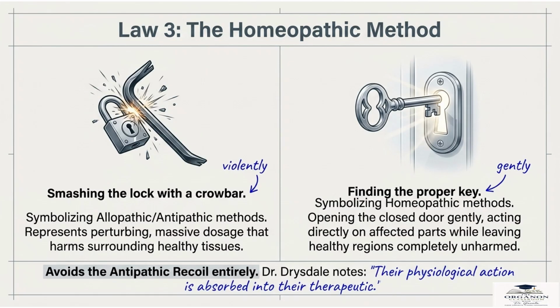Hahnemann compared this to the allopathic and the antipathic method. They often achieve their objective by using powerful physiological actions or large doses. Symptoms may be relieved, but healthy tissues may also be disturbed. Adverse effects may occur, and in antipathic treatment, the patient may even experience the rebound phenomena. Okay, as we have discussed in the previous slide.